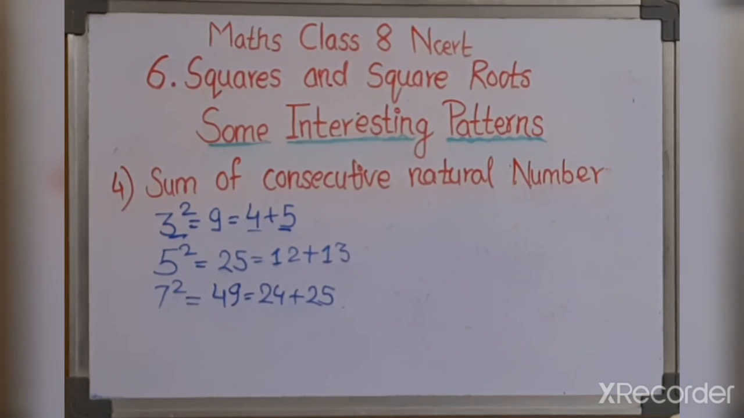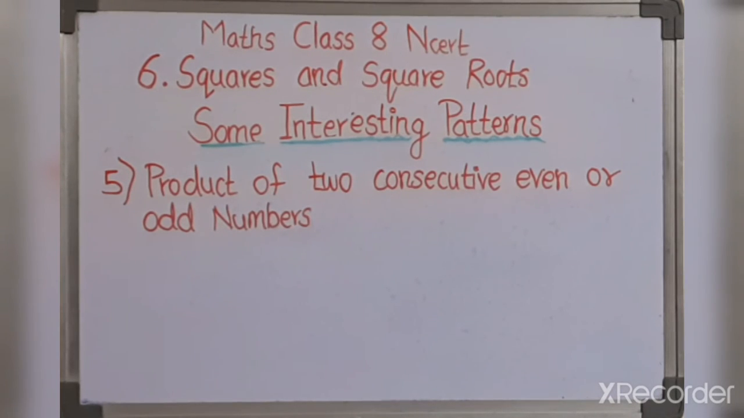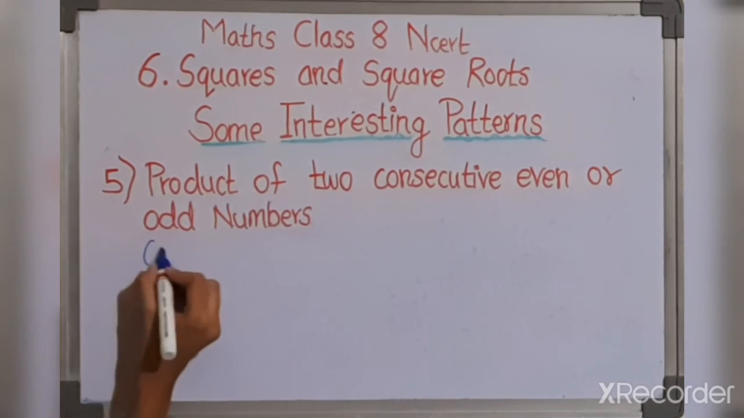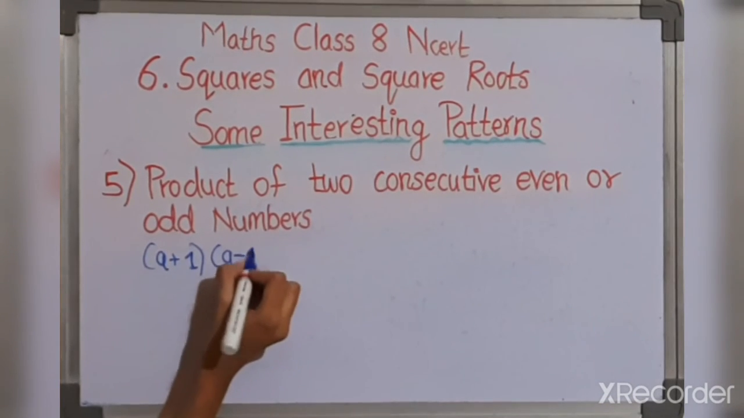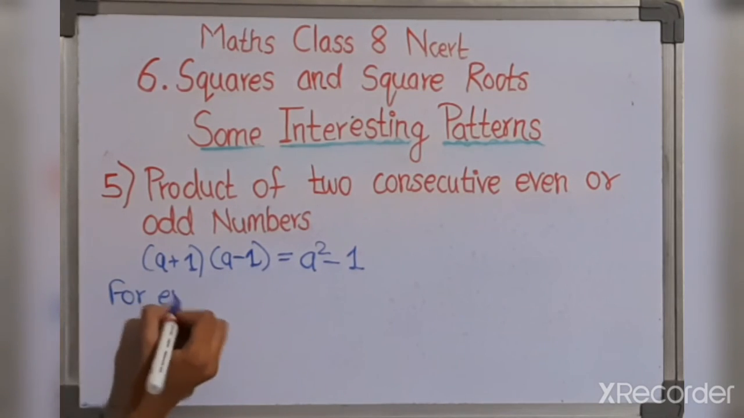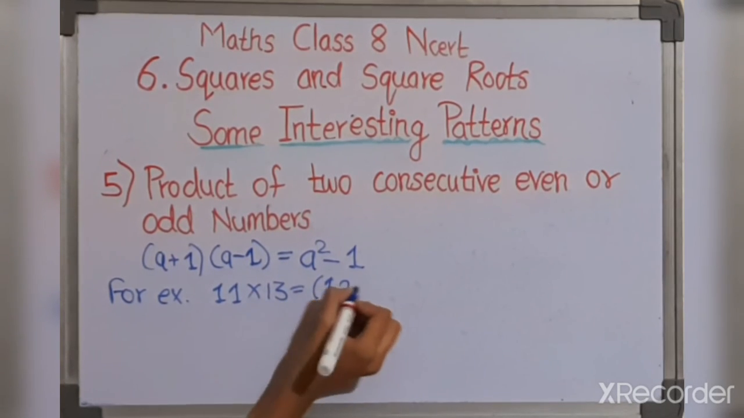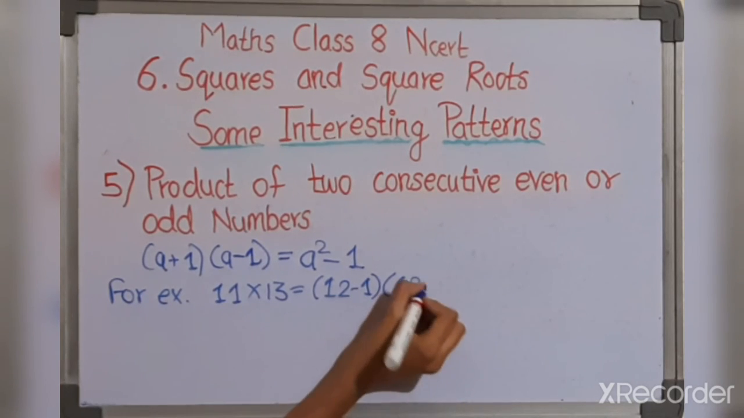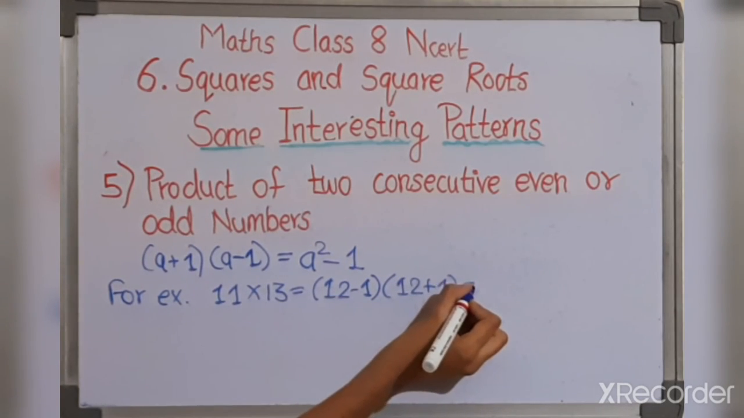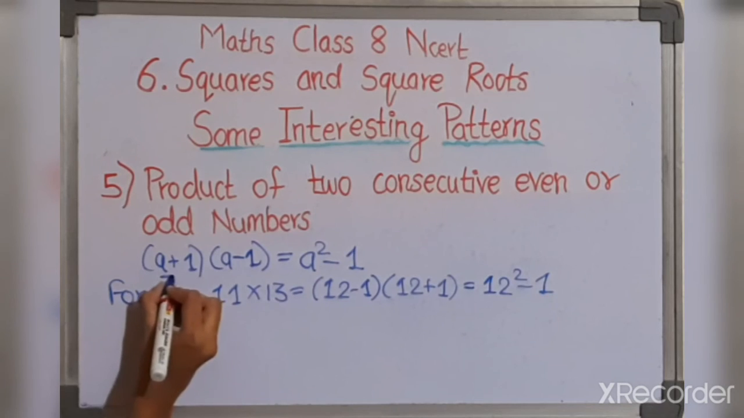Now let's move on to the next. Product of two consecutive even or odd numbers. Now we will see about this pattern. The product of two consecutive even or odd natural numbers is (a plus 1) into (a minus 1), which is equal to a square minus 1. For example, 11 into 13. For this it will be (12 minus 1) and (12 plus 1), which is equal to 12 square minus 1. Here the value of a is 12.